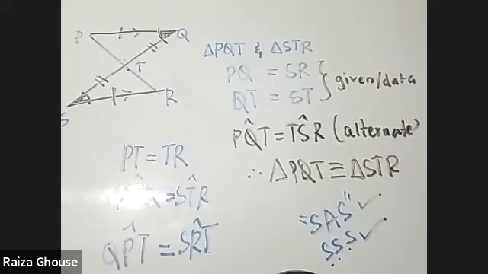Next one, PR equal BC. Side PR equal BC. The other data is alternate angles: angle ABR equal angle PRQ. So they are congruent under the case of SAS.